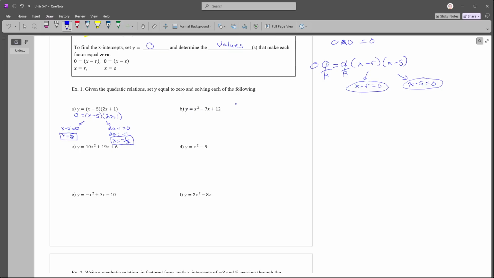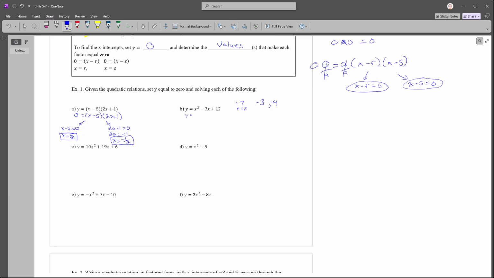So that means I need to find 2 numbers that add to 7 and multiply to 12. So what 2 numbers add to 7 and multiply to 12? So 1 and 12? Nope. 2 and 6? Nope. 3 and 4? Yep. 3 and 4. Now I got to figure out their signs. This is a plus. That tells me they're the same sign. And this minus tells me that they are both minus. So I have minus 3 and minus 4.